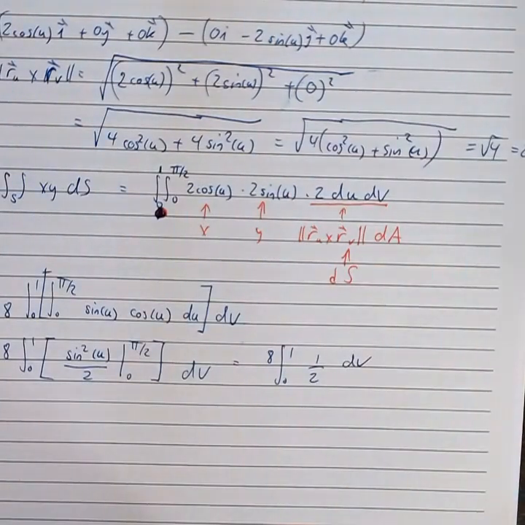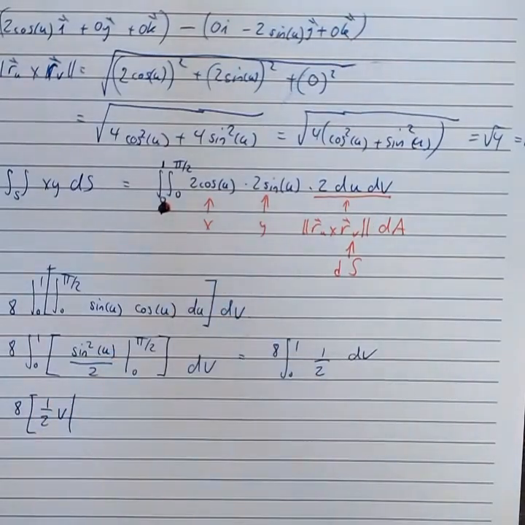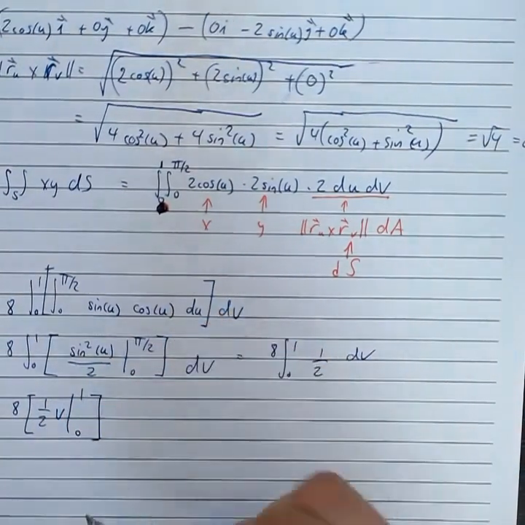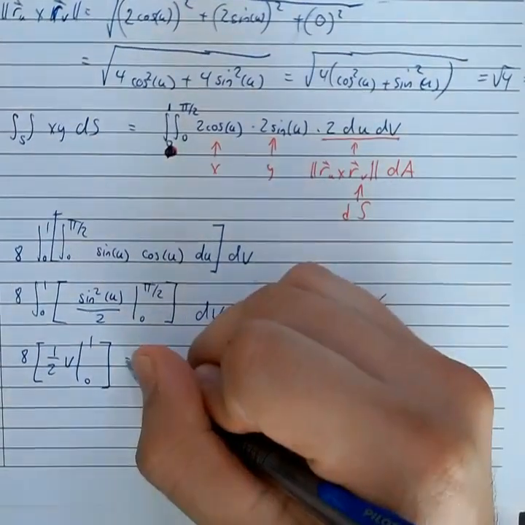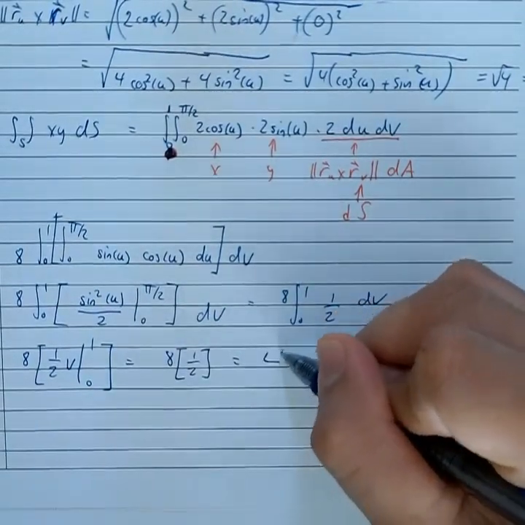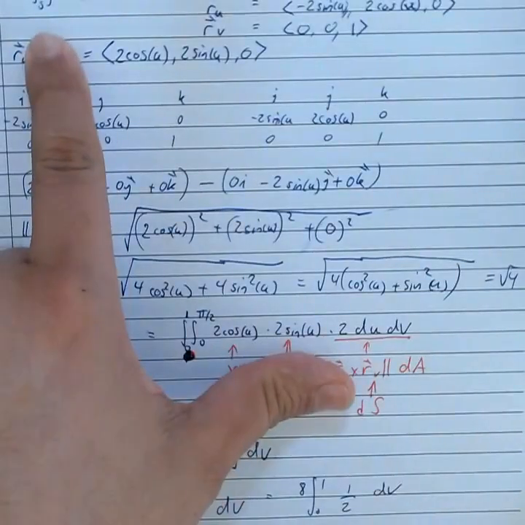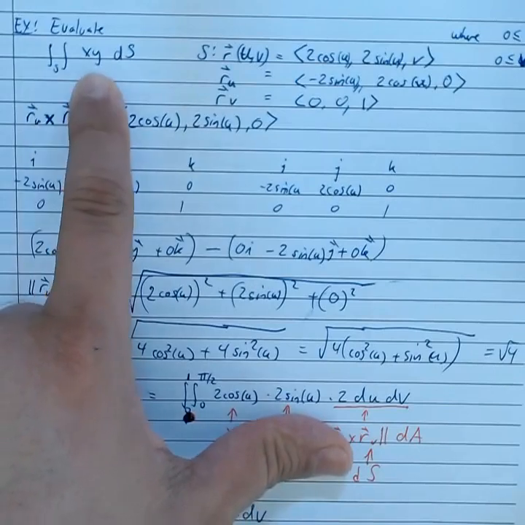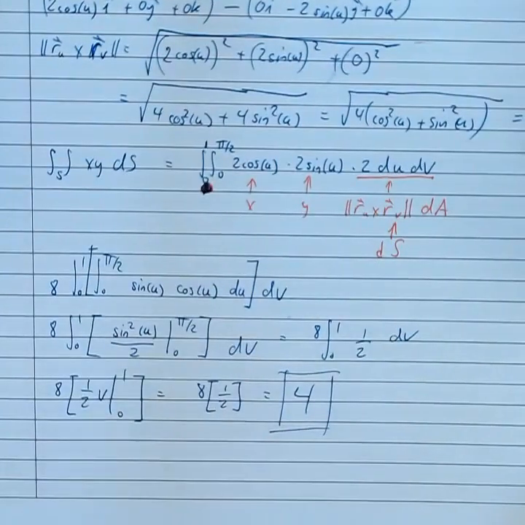And now we're going to take the integral from 0 to 1 of 1/2 dv, which is just 1/2 v. So it's going to be 8 times 1/2 v, evaluated from 0 up to 1. Again, 0 makes that 0, so we don't worry about that one. 1 makes it 1/2, so that's going to be 8 times 1/2, which gives us 4. All right. So our double integral of xy over this surface turns out to be 4.